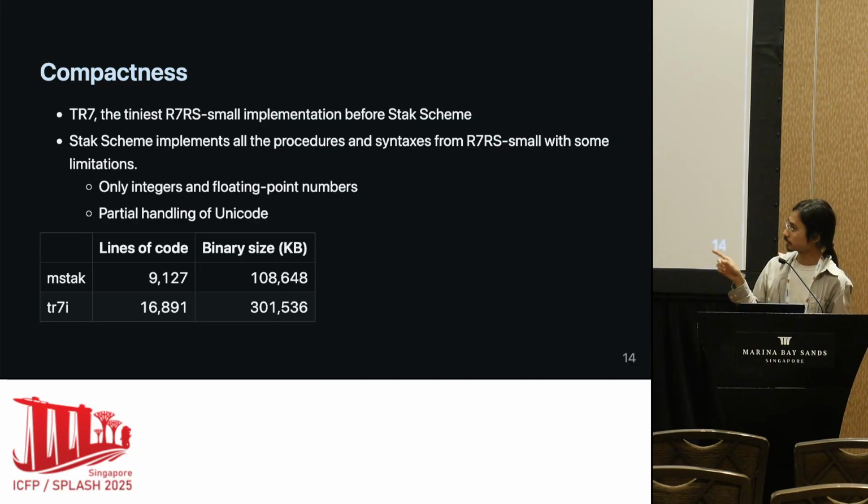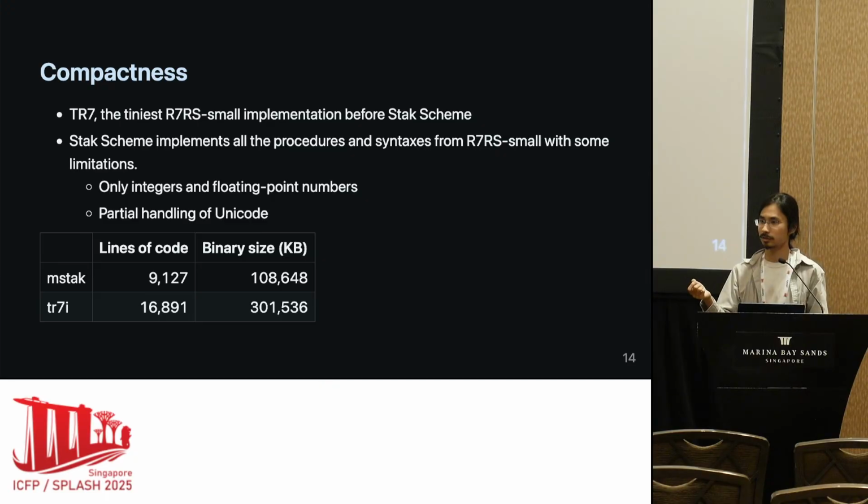In lines of code, we almost halved the number of lines. And in binary size, we have almost 3 times more binary size of the interpreter. This is mainly because we implemented most of the logic for the REPL interpreter in Scheme itself. Those are represented in the serialized code graph as a byte sequence, so that's why it's so small. TR7 is mostly implemented in C, so that's the biggest difference.